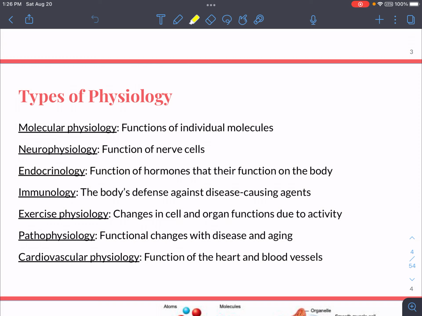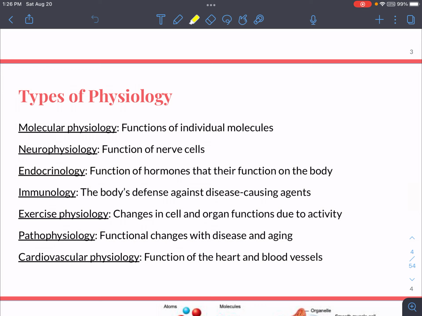We have exercise physiology, which is the changes in cells and organ functions due to activity. So even if you don't, quote unquote, exercise, just moving from one place to the next, that's still technically doing some sort of activity. So how the body and the organs function as you do those, walking up the stairs, walking from your car in the parking lot into a building. That's still technically a form of exercise.